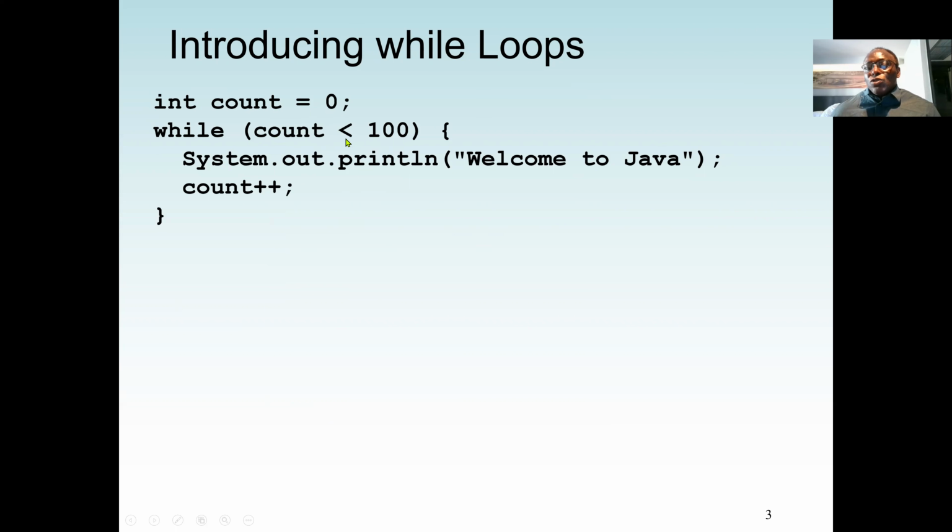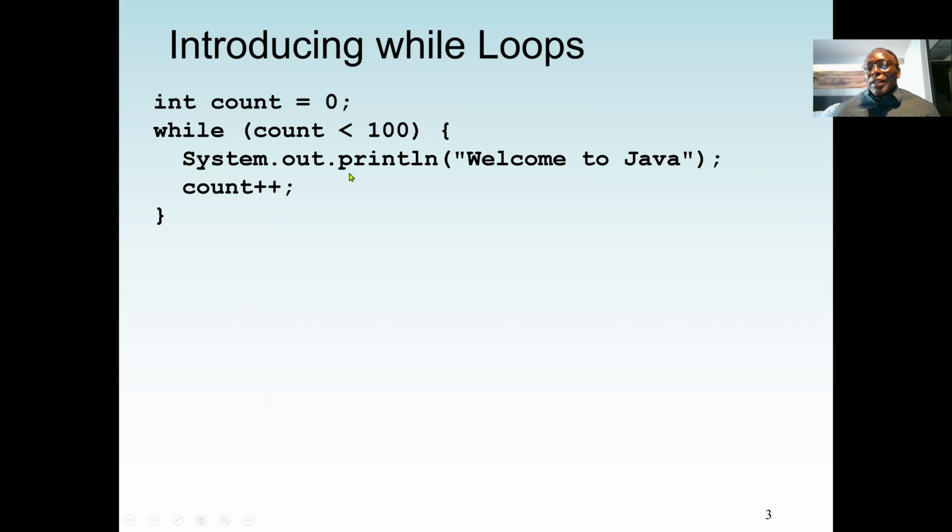When the condition is true, the loop will execute. So for example, we start with the count equal to 0. Is 0 less than 100? Yes. So the loop will execute and print "welcome to Java". Next we have count++, which means we increment the count by 1. It's the same as writing count = count + 1. When we increment by 1, we check again: is 1 less than 100? Yes, then we print "welcome to Java". We increment to 2. Is 2 less than 100? Yes, we print again. We increment to 3, 4, etc.